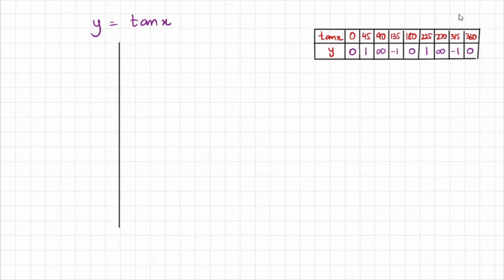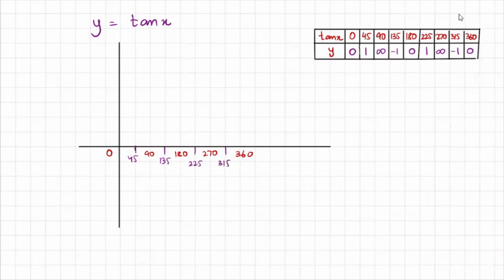So let's plot it. You can see over here that when I used my calculator to find these values, I included 45, 135 and so on. So we have 0, we have 90 here, 180, 270 and 360. And in between we have these values. We have 45, 135, 225, 315. Okay, the in between values. And then we have 1 over here and -1 over here.